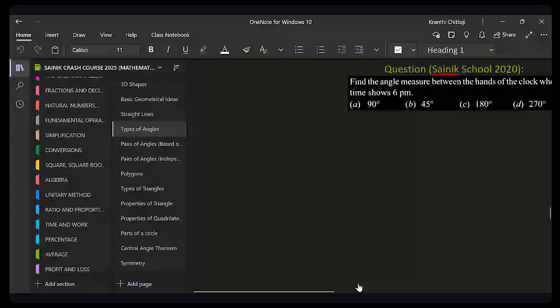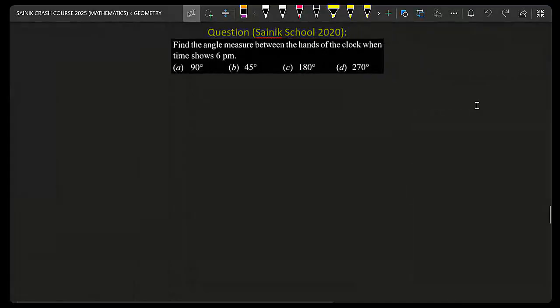As we were discussing the geometry chapter, we are continuing with the types of angles. Next question from the 2020 paper: Find the angle measure between the hands of the clock when the time shows 6 p.m. Simple question. Who will answer this?